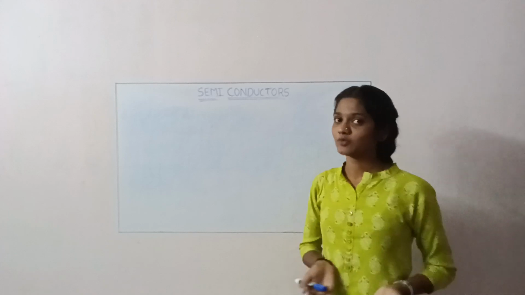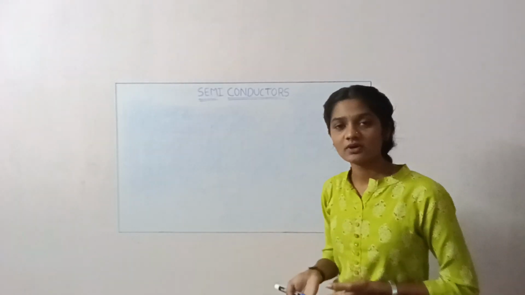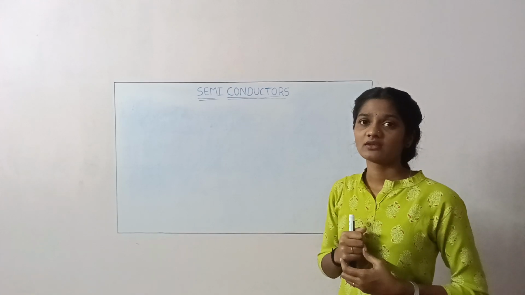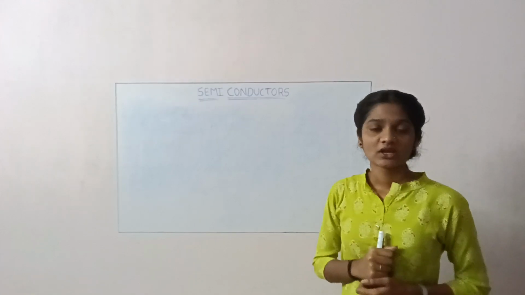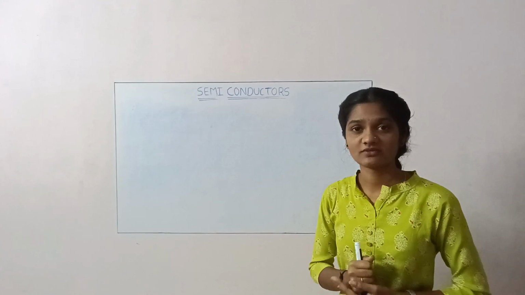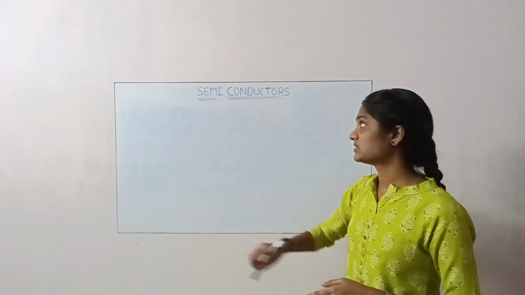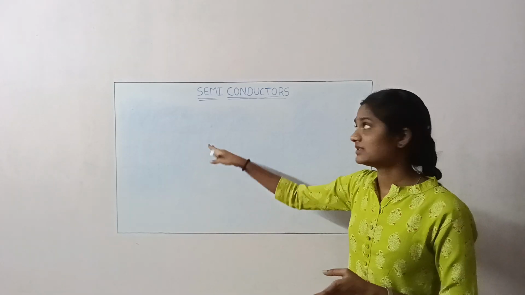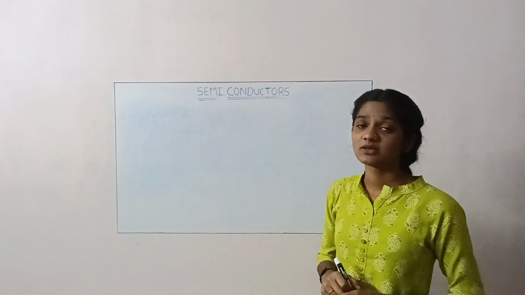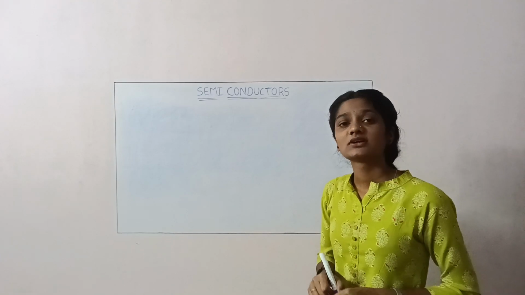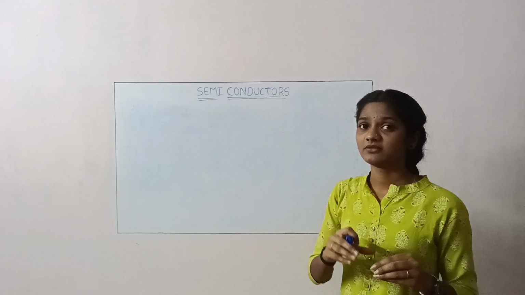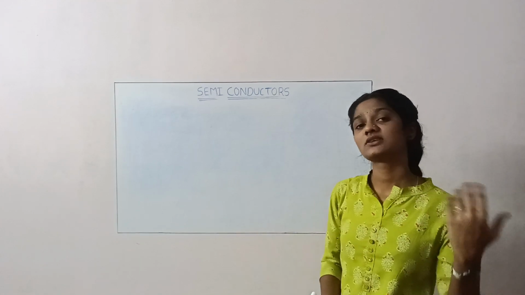Right? We use mobile phones, we use LED bulbs, LED lights, LED TVs, computers, solars, we use many electronic devices, right? There, the major role is played by these semiconductors. Then, what do you mean by semiconductors? Semiconductors are the materials whose conductivity is in between those of conductors and insulators.